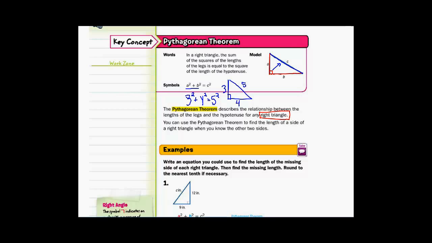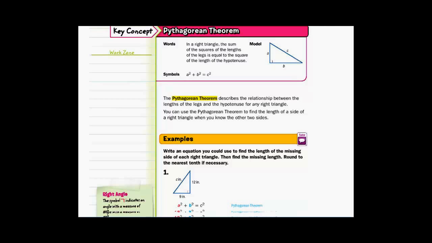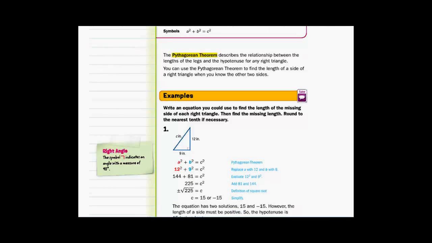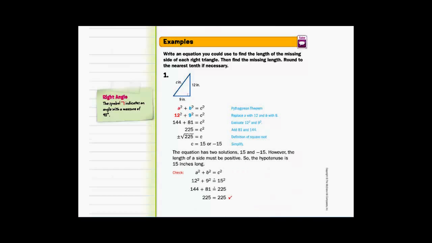All right, example 1. Write an equation you could use to find the length of the missing side in each of the right triangles, then find the missing length, round to the nearest tenth if necessary. That means if they do not come out nice and even, they just want you to round it to the nearest tenth, which is 1 decimal place. Okay? So looking at example 1, we know that the sides touching the right angle are the legs. That would be these two. You happen to have both of those.